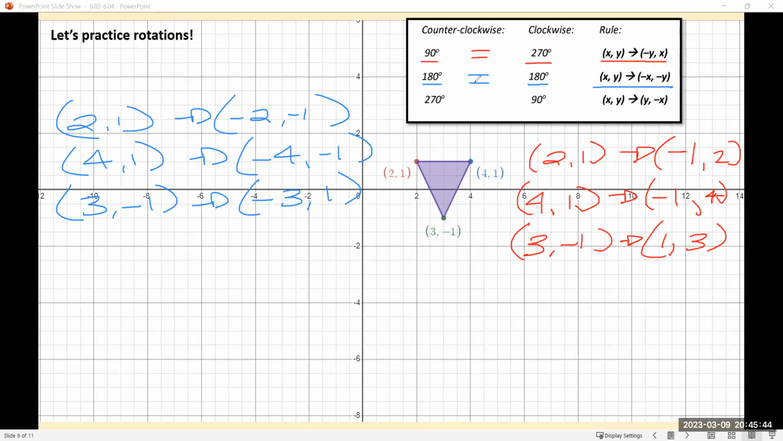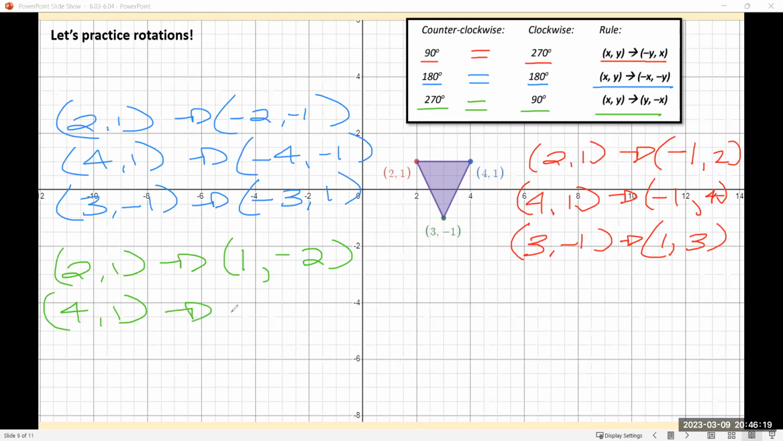Now let's look at our last one. A 270 counterclockwise is the exact same thing as a 90 degrees clockwise. For this one, our y value is going to move to the x spot, and our x value is going to move to the y spot, and it's also going to become negative. So if we start here with our (2, 1), we take our y value and move it to the x spot, so putting 1 there. And then we take our x and make it negative. So (1, -2).